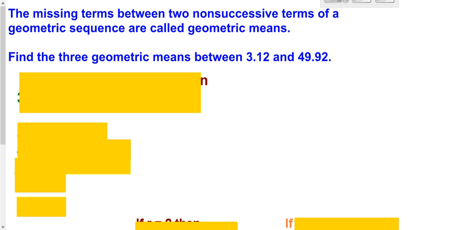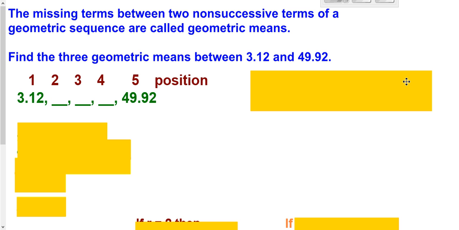Now, just like with the arithmetic sequences, we had arithmetic means. With geometric sequences, we can also have geometric means. For the most part, that means we have this number. We're looking for 3 geometric means, so there's going to be 3 numbers in between, and that's our last number.